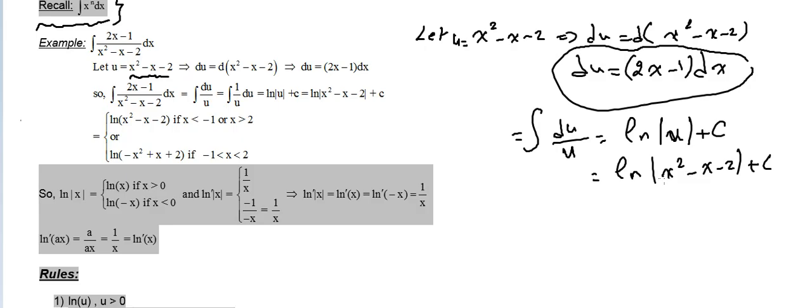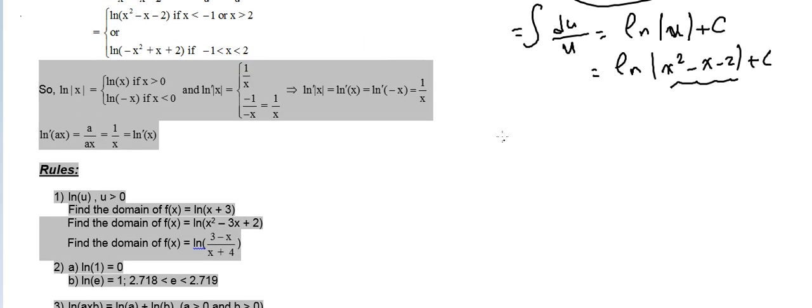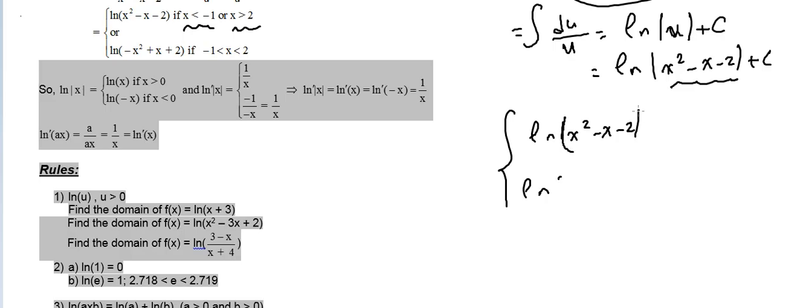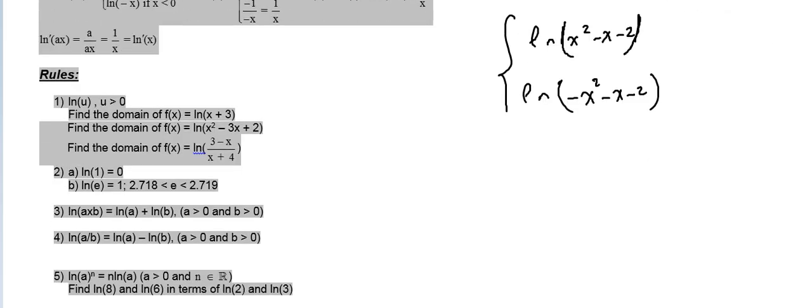That's great. What's the meaning of that? This means two cases to be considered, right? Either it's equal to ln of x squared minus x minus 2 if x squared minus x minus 2 is a positive value. This means x less than minus 1 or x greater than 2. I will do it now. Or it's ln, we multiply the inside by minus to make it positive if it is negative, right? So we now need to find the sign of x squared minus x minus 2.